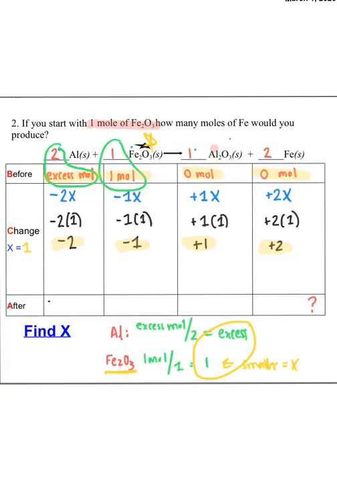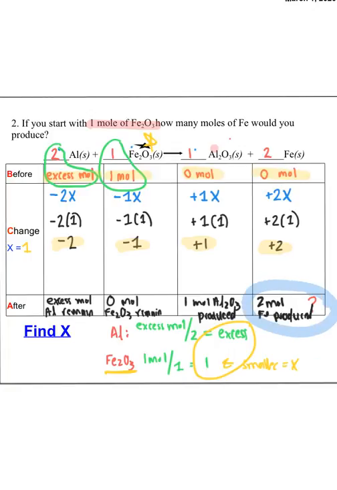So excess minus 2 will still give me excess moles of Al remaining. 1 minus 1 gives me 0 moles Fe2O3 remaining, which is a sign of my superstar, right? It's all about the superstar. It should be running out. I should have 0 left over. Now my product, 0 plus 1 gives me 1 mole of Al2O3, and I'm going to use the word produced because we're making that, and 0 plus 2 gives me 2 moles of Fe produced. The question is ultimately asking for Fe, so I'm going to circle that guy as my answer. 2 moles of Fe are produced.